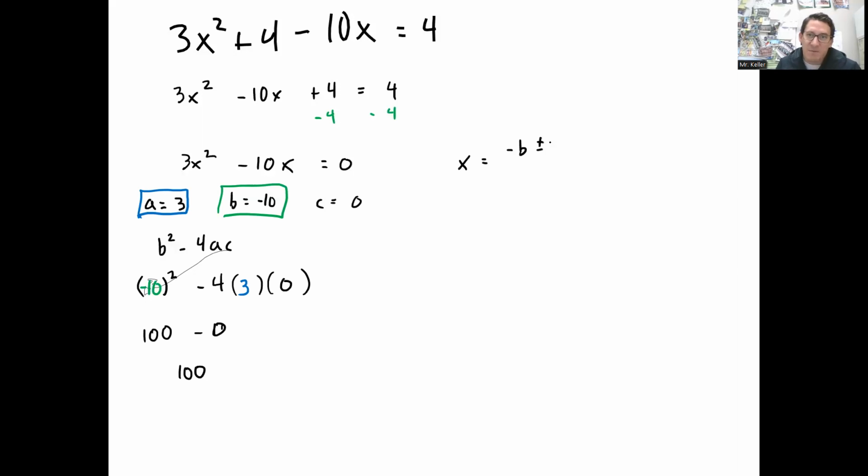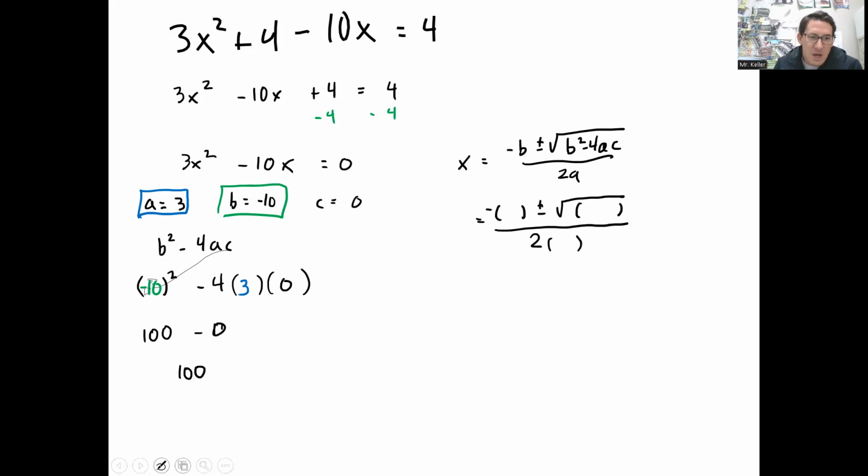Next, I'm going to do the quadratic formula over 2a, and I'm just going to substitute in the pieces that I need. B is -10. The discriminant we found as 100. And a is 3. So we get -10 is a +10, plus or minus the square root of 100, which is 10. And then 2 times 3 is 6.